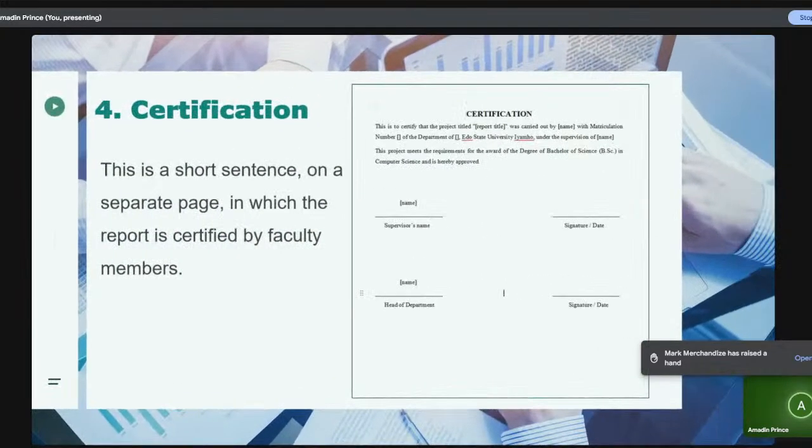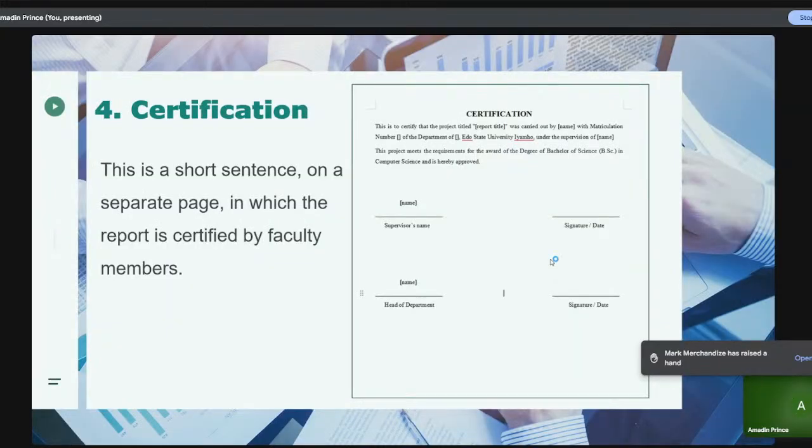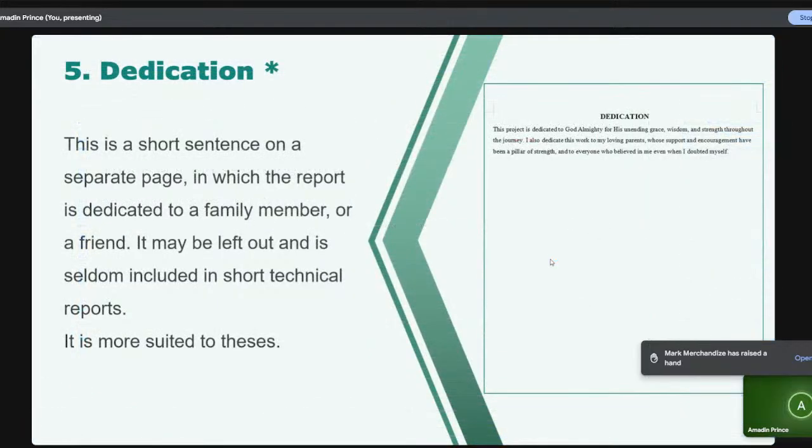Now we move on to certification. Basically, this is a page that shows that your work is being certified by other faculty members. It's just for other faculty members to certify your work, and this page is very important. You have to write it too. Move on to dedication.